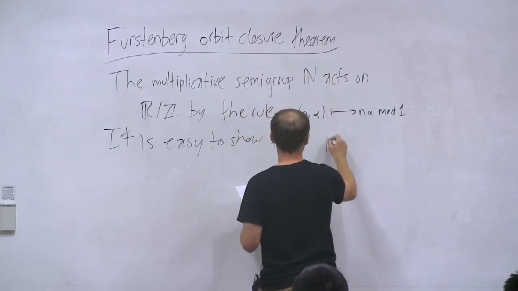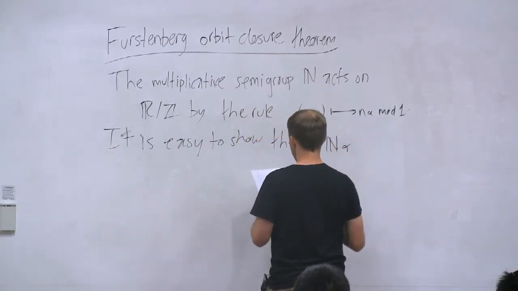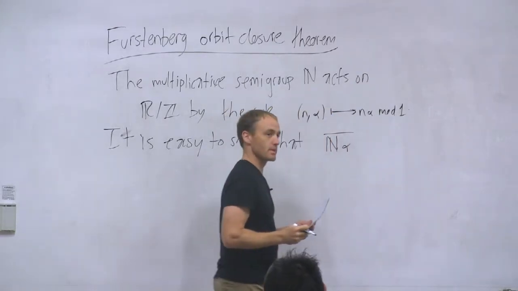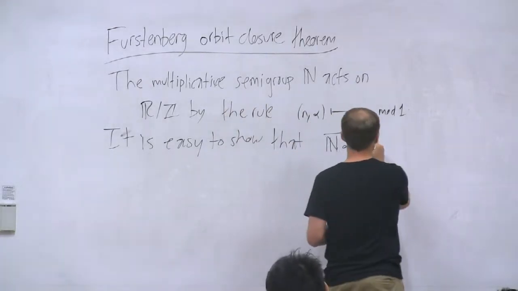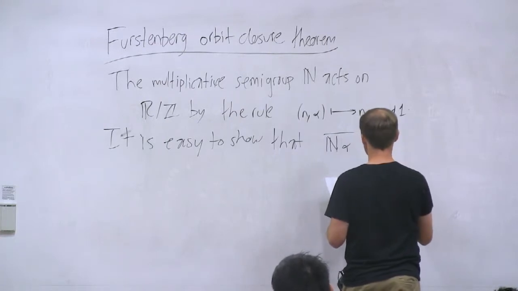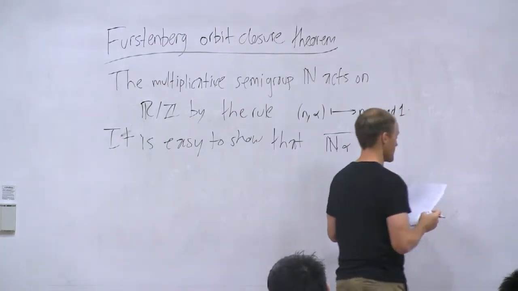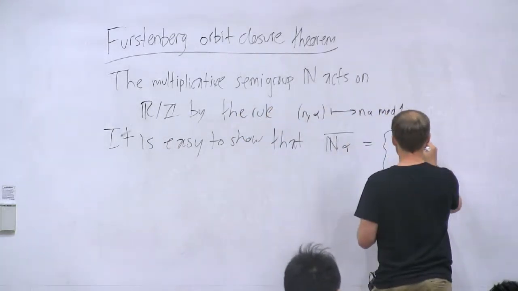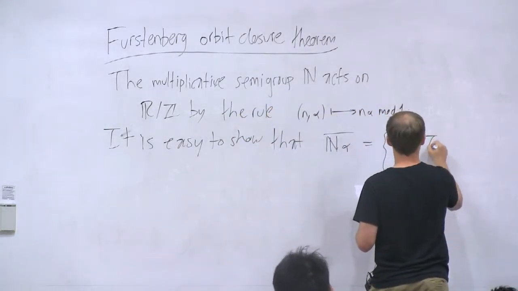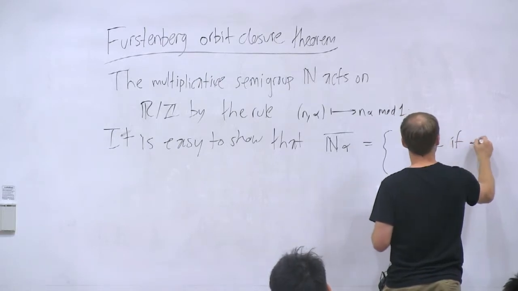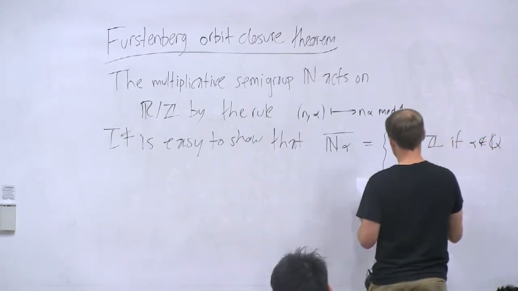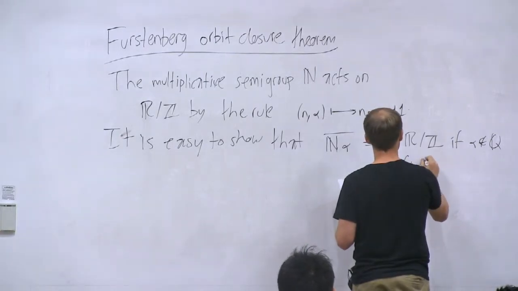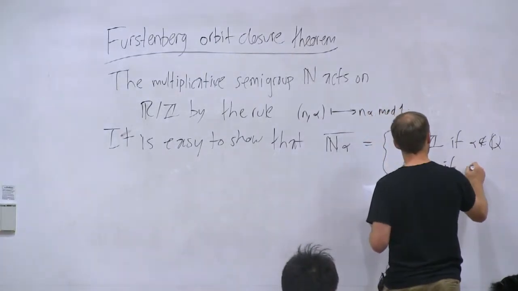That if I take the orbit of any point under the action of the full semigroup and then I take the closure, what am I going to get? Well, there's only two possibilities, depending on whether or not the point alpha was a rational number, right? If alpha is irrational, then I'm going to get everything. So my orbit is going to be dense. And if alpha is rational, then I'm going to get a finite orbit.